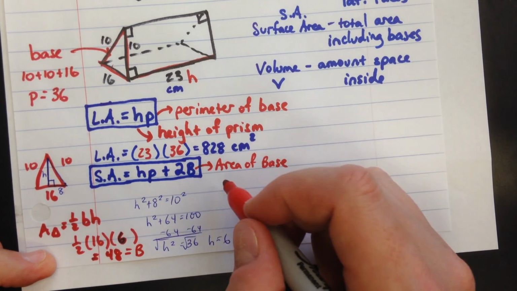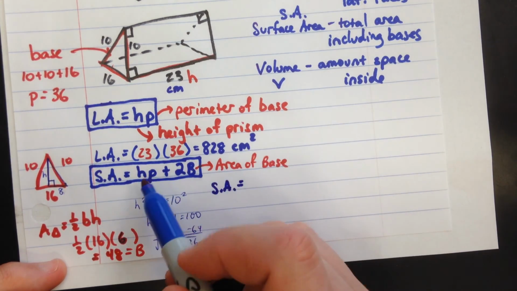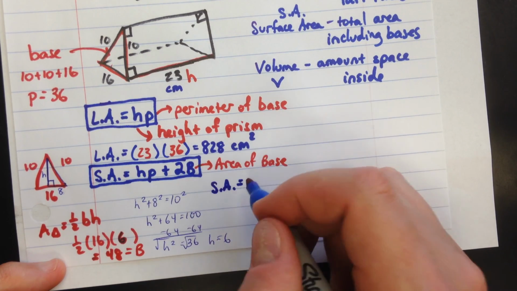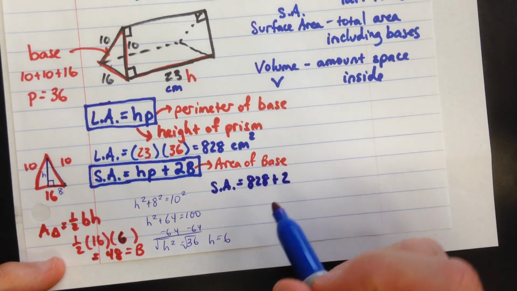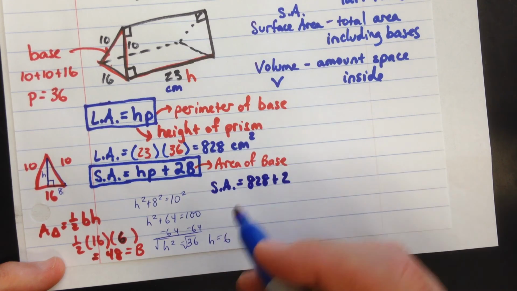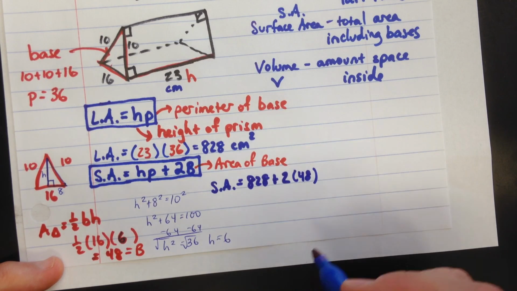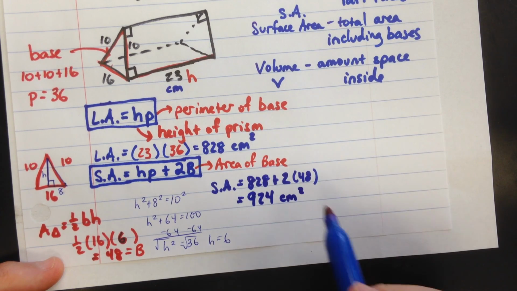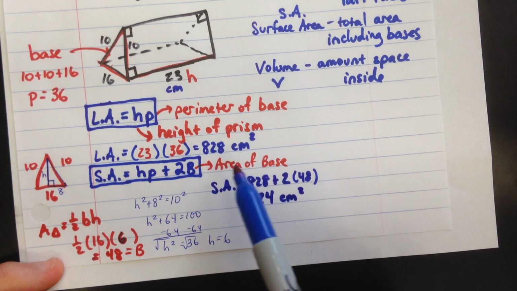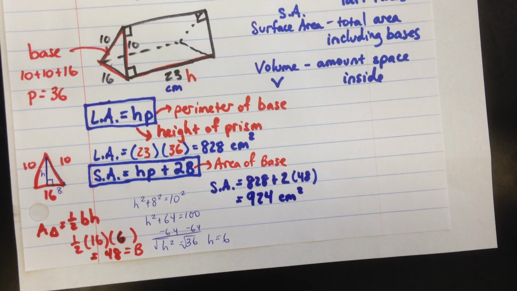So what we got here for the surface area, so surface area is the height times the perimeter. That was your LA. We already found that. That was 828 plus the area of the base. We have 2 of them because you have 2 triangles. So that's 2 times 48, which is 96. And if we add that up, we will get 924. And again, it's an area, so that's centimeters squared. Notice that that's bigger than the lateral area because now we're also including the area of both bases. So capital B is the area of the base. All right, so we're going to stop the video here, and then we'll pick up with the volume.